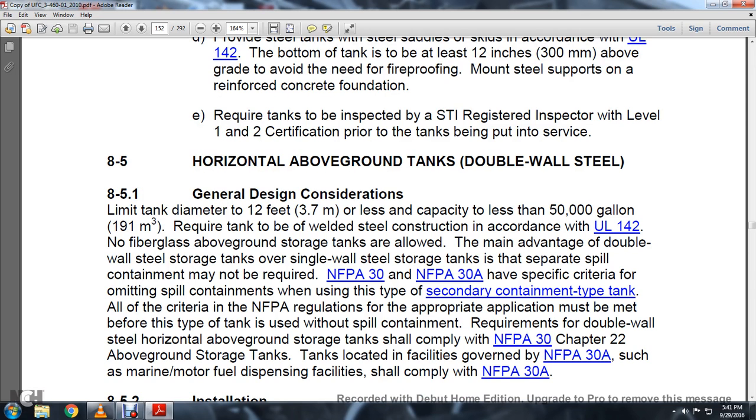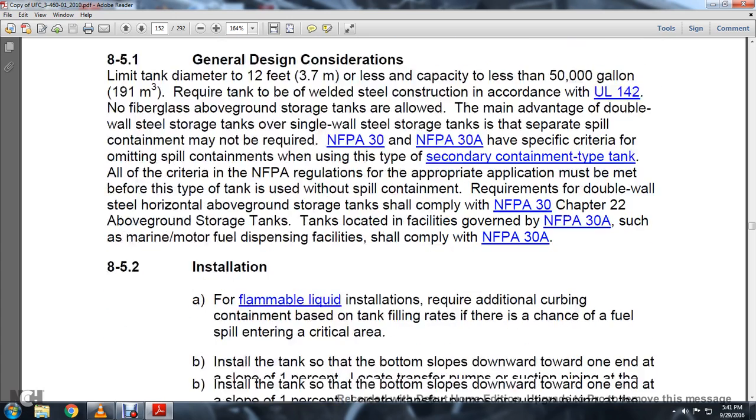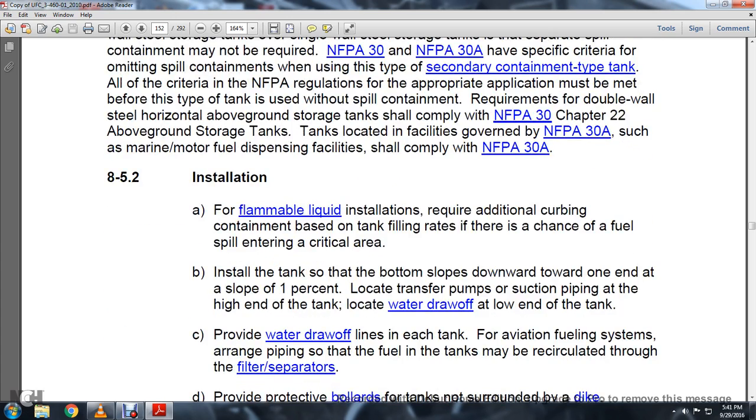Chapter 22: above ground storage tanks located at the facility are governed by NFPA 30A. Use of a marine motor fuel dispensing facility shall comply with NFPA 30A. 8.5.2 Installation for flammable liquid installations requires additional curbing and containment based on the tank filling rates, thereby reducing the chance of the fuel spilling and entering into a critical area.